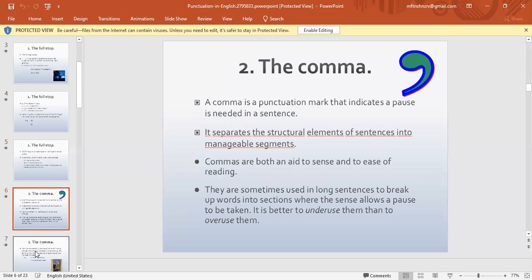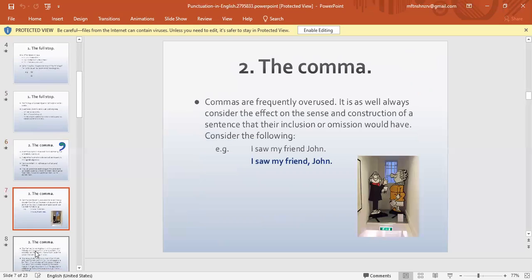And if we talk about the comma, it is a punctuation mark that indicates a pause is needed in a sentence. It separates the structural elements of sentences into manageable segments. Commas are both an aid to sense and to ease of reading. They are sometimes used in long sentences to break up words into sections where the sense allows a pause to be taken. It's better to underuse them than to overuse them. The comma is frequently overused.